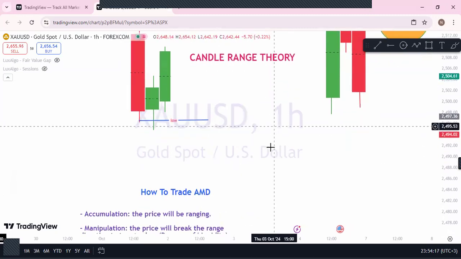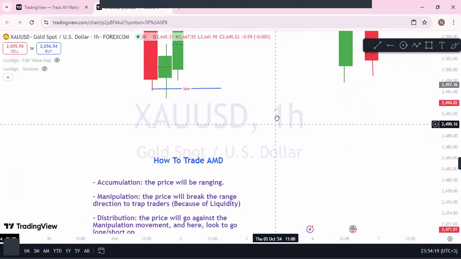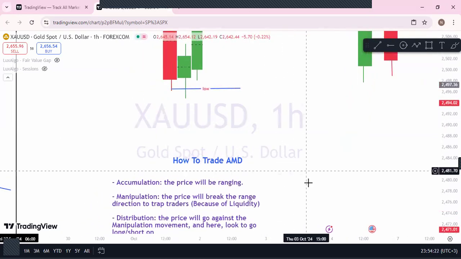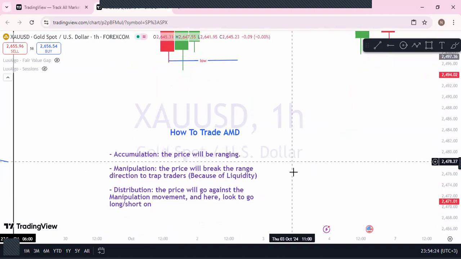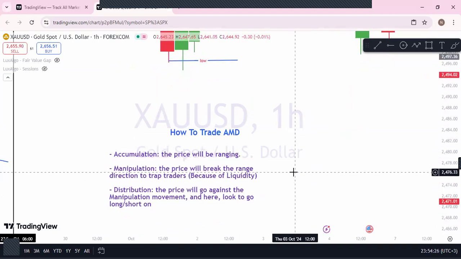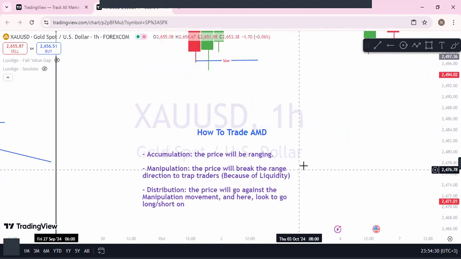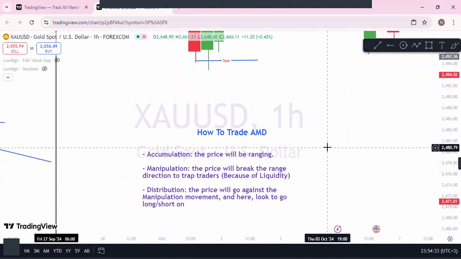I'm going to show you a clear demonstration on the historical charts. The CRT candlestick, or the CRT model, is being driven by the power of three. This is how the market usually moves on a daily basis. Adding on these ICT concepts, we have the power of three, that is the accumulation, manipulation, and distribution.